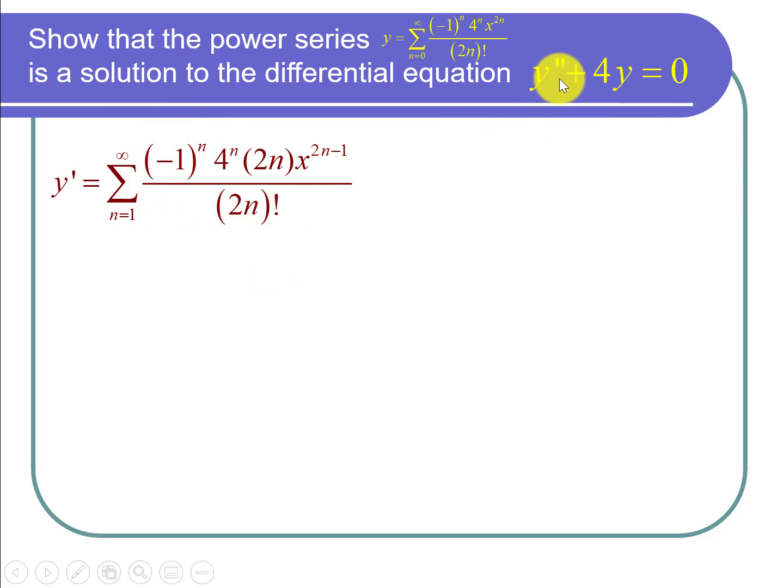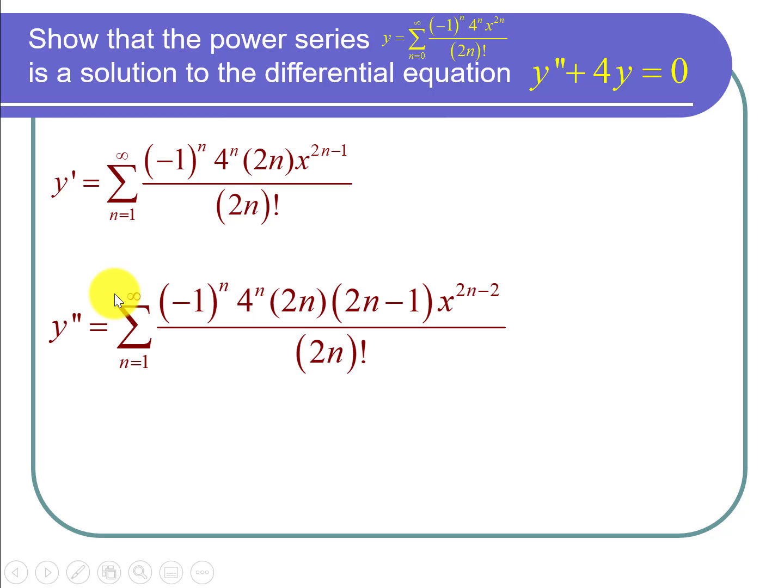I need to find y double prime, so then I take a derivative of the derivative. So y double prime, now if n is 1, we get x^(2·1-1), which is x, and that does have a non-zero derivative. So we actually are starting at 1 now. So n equals 1, we do not bump it up to 2, to infinity of (-1)^n, 4^n, times 2n over (2n)!. That's these constants over here. And then we take the derivative of x^(2n-1), which is x^(2n-2), times (2n-1).